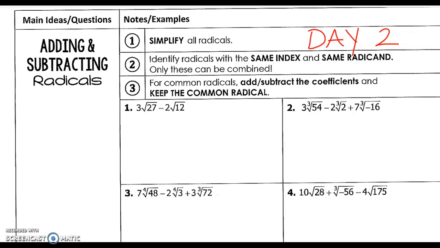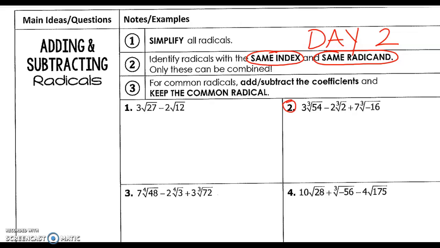This is chapter 7, day 2 for Algebra 2. We are going to start by adding and subtracting radicals. So you can only add and subtract radicals that have the same index and the same radicand. So they have to have the same little number outside and the same number on the inside. We're just going to look at some of these for time's sake.